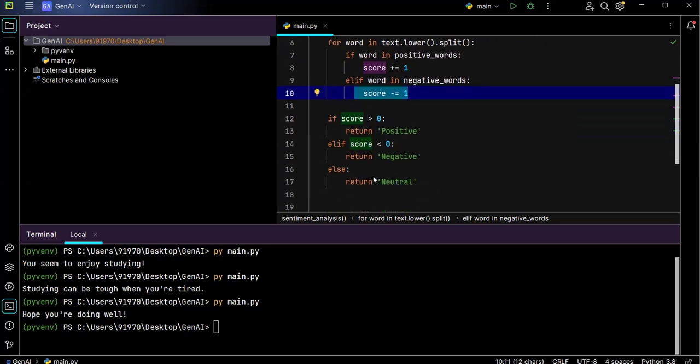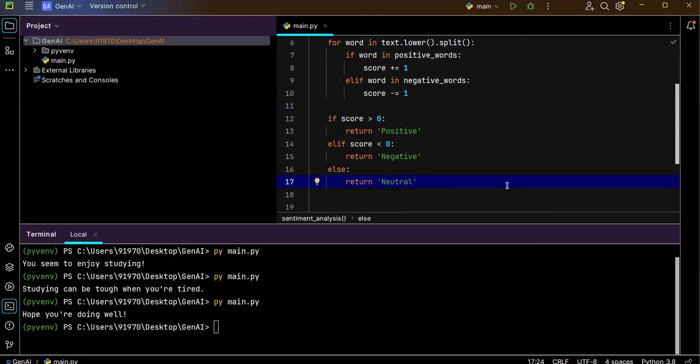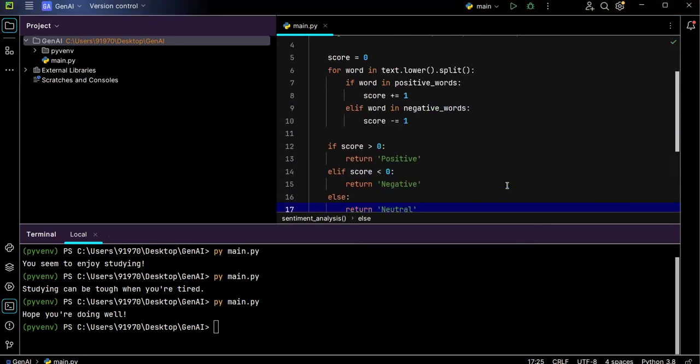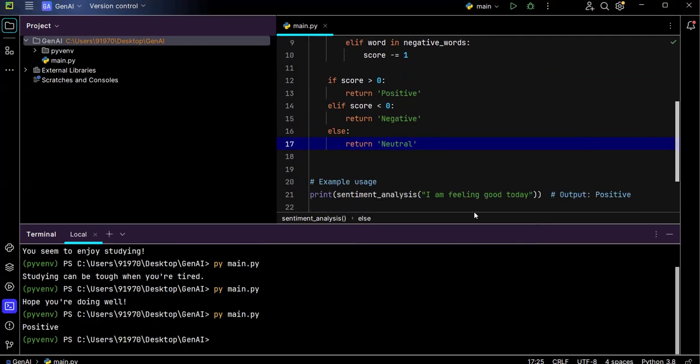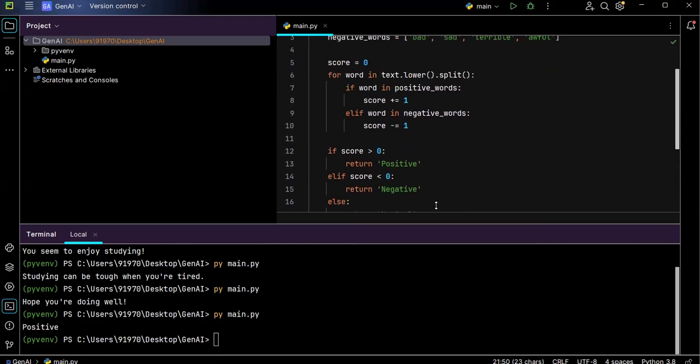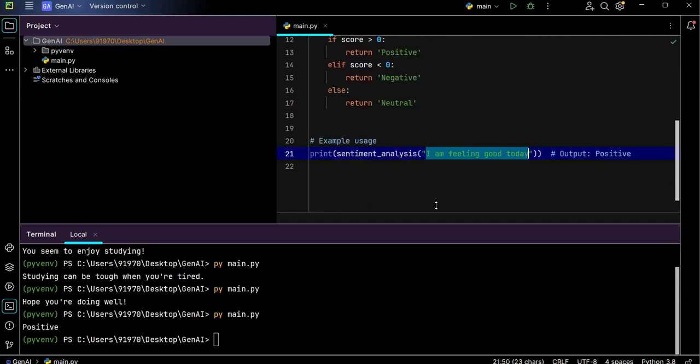At last, we compare the score. If the score is greater than 0, we assume the sentence is positive. If the score is less than 0, we assume the sentence is negative. And if the score is 0, we assume the sentence is neutral. Like this, we can predict the sentiment of the sentence. Let's run this. You can see this sentence is positive because it scores a positive value. That's why we're getting the response like this.